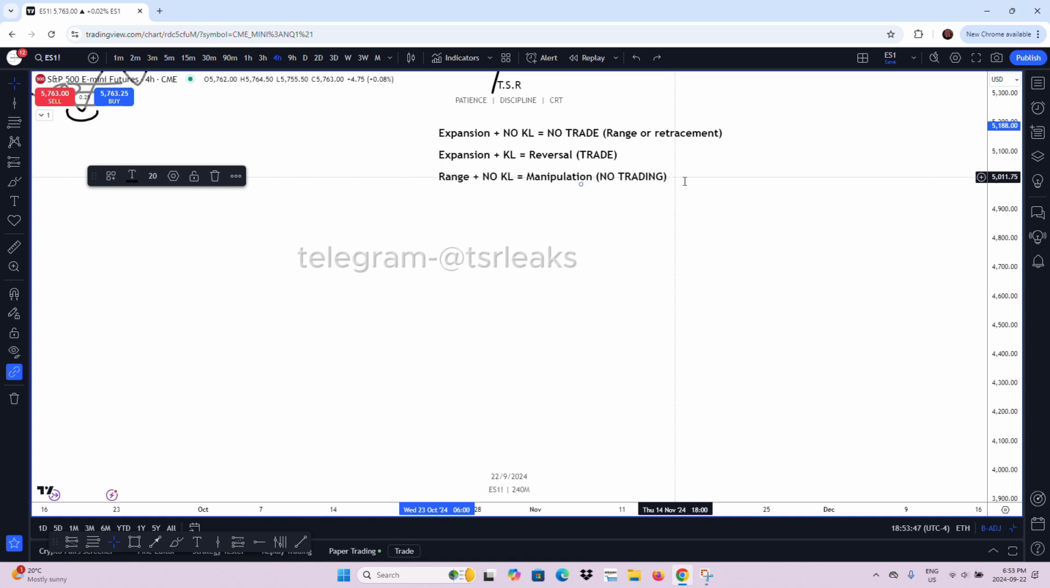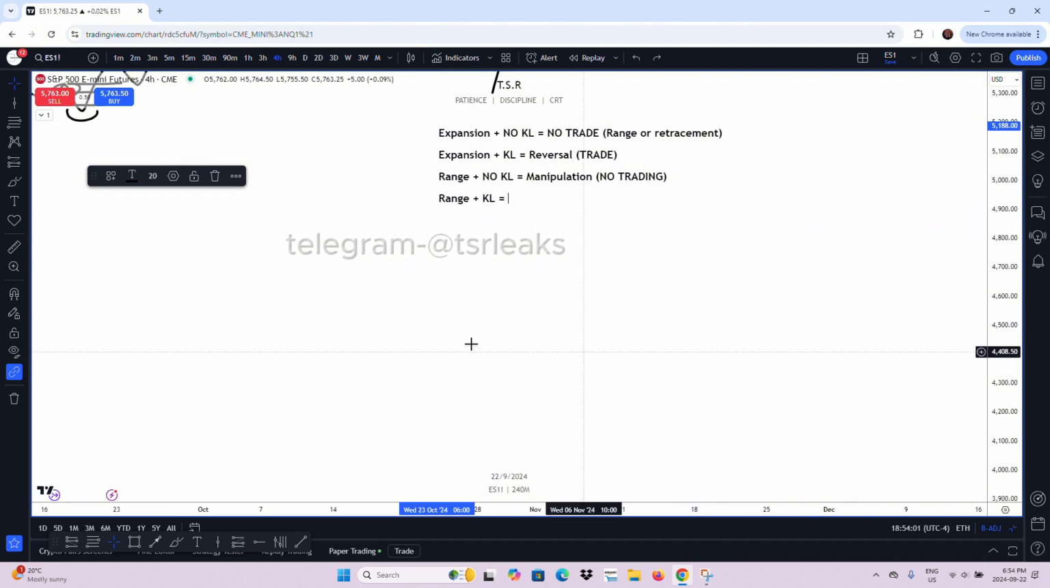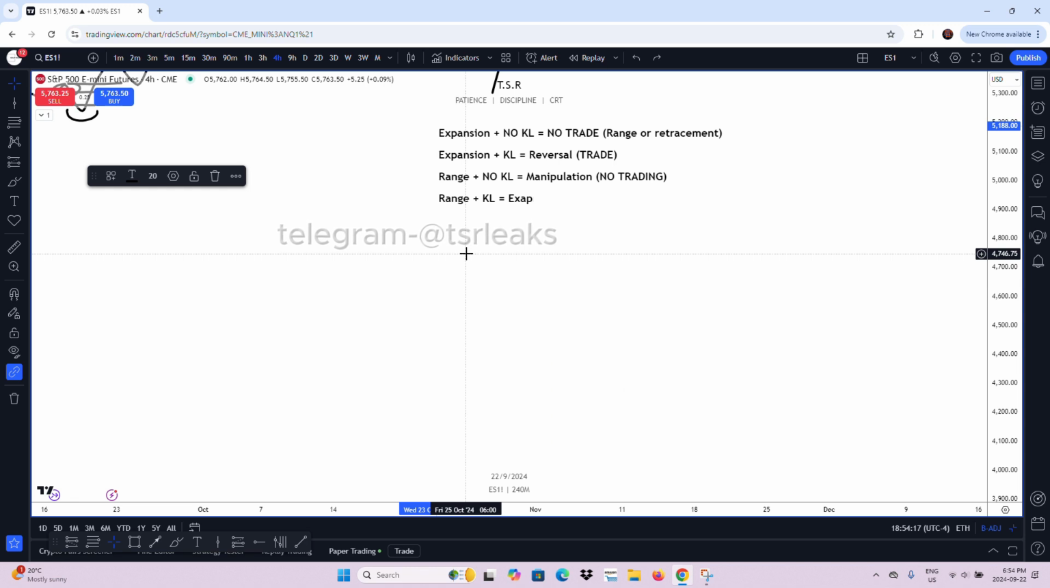Now this is going to be interesting for some of you guys. What happens when we range and there is a key level? What's going to happen next? So what does this mean? This means if price is ranging below the key level, not before hitting it, but below the key level, what's going to happen? Expansion. Do you guys trade this? The answer is yes.